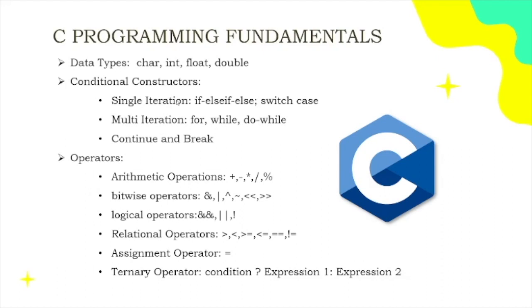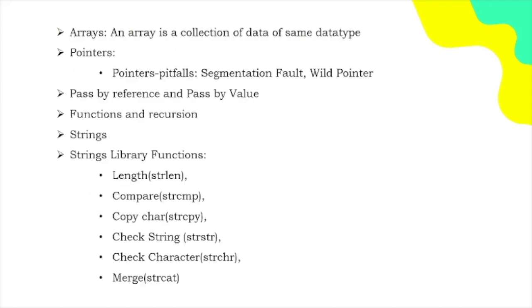After that, the various operators. The various operators are arithmetic operator, bitwise operator, logical operator, relational operator, assignment operator, and ternary operator. After that, what is an array? An array is a collection of data of the same data type. After that, pointers. In pointers, there are bit fault, segmentation fault, and wild pointer. After that, pass by reference and pass by value.